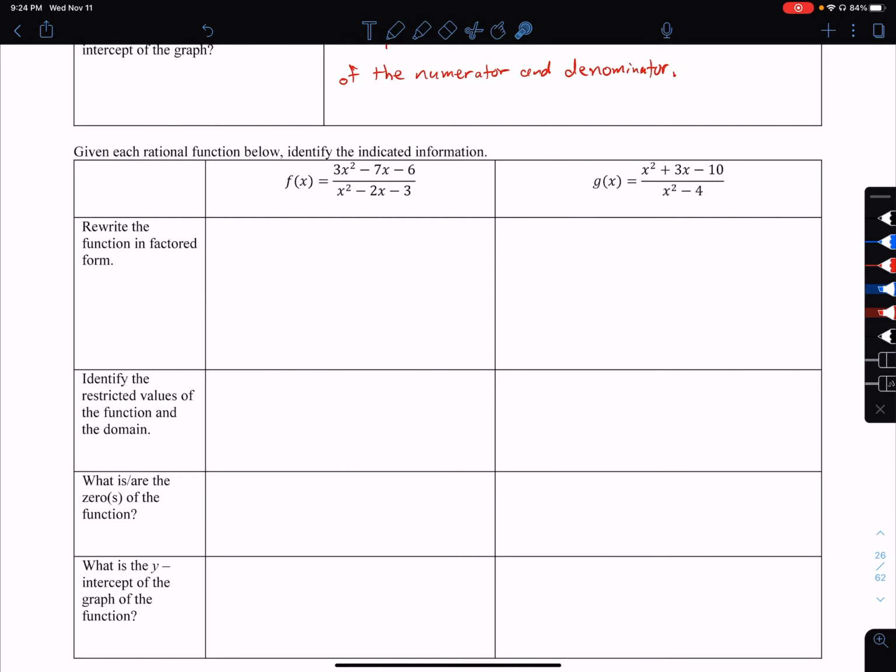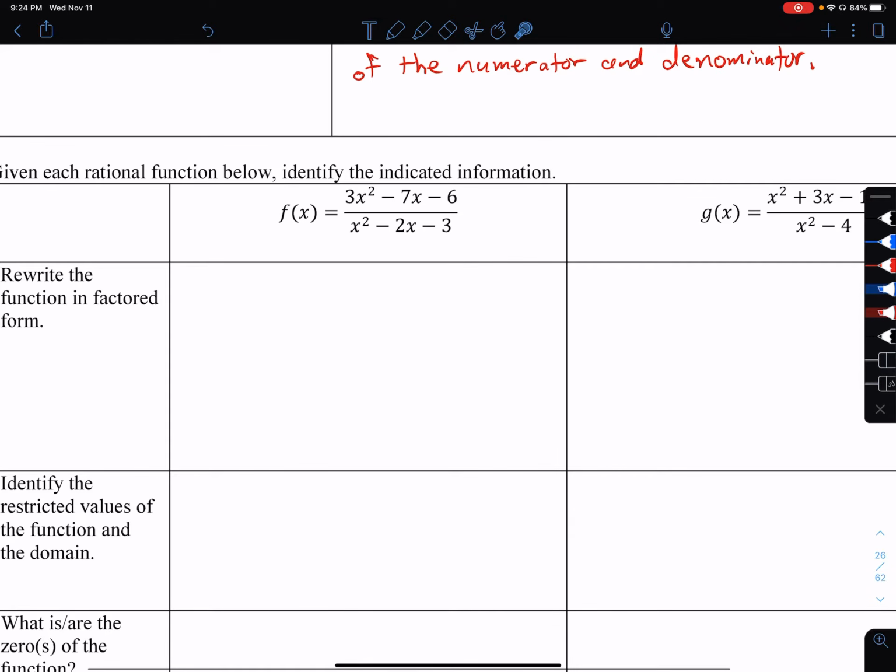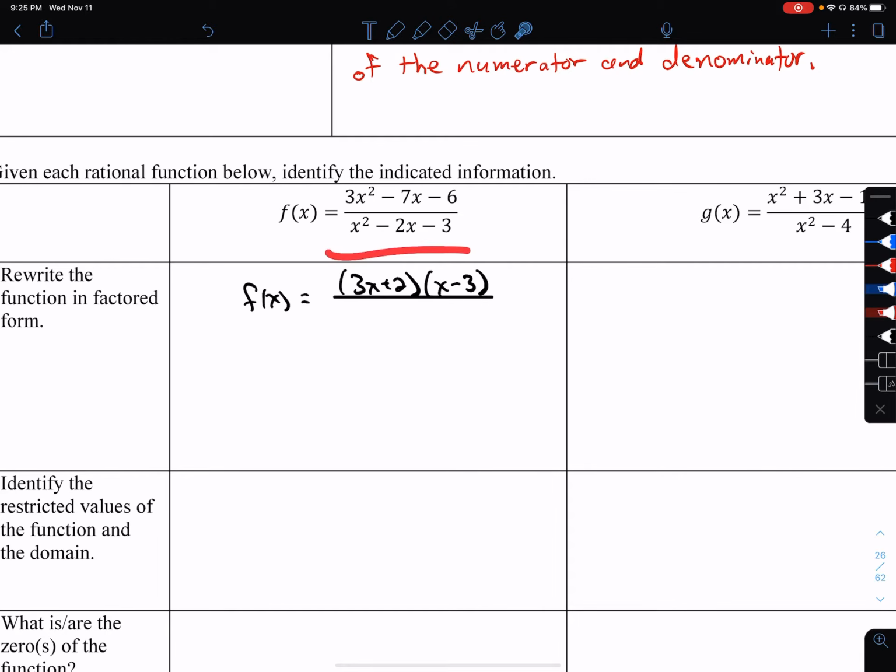Rewrite each of the following functions in factored form. So if we split the middle term here, we multiply to get -18x squared and add to get -7x. If you did that, and then you split the middle term and factor by grouping, I won't get into all that right now because I'm pretty sure you know how to factor at this point. This would end up with 2 binomials, 3x plus 2 and an x minus 3. The denominator, if we factored it, we would end up with an x plus 1 and an x minus 3. The order in which you write the factors doesn't matter.